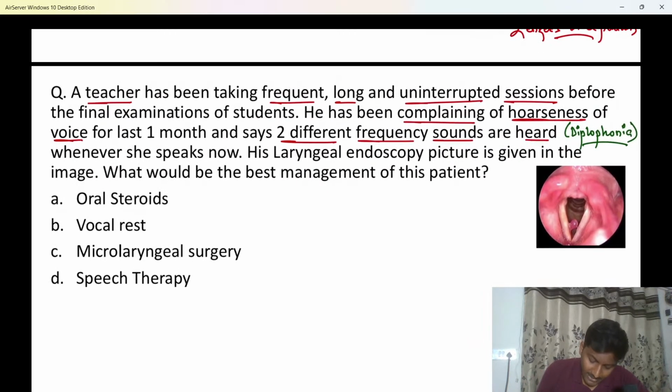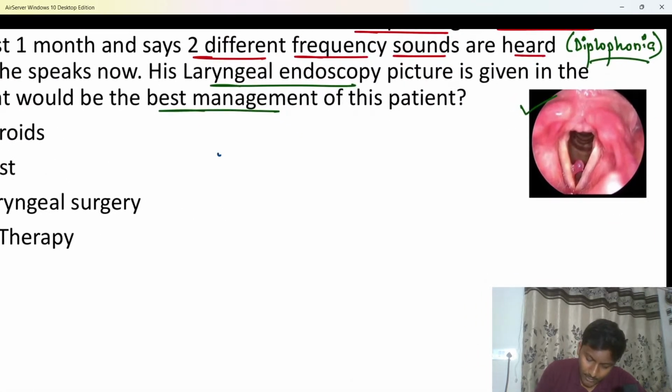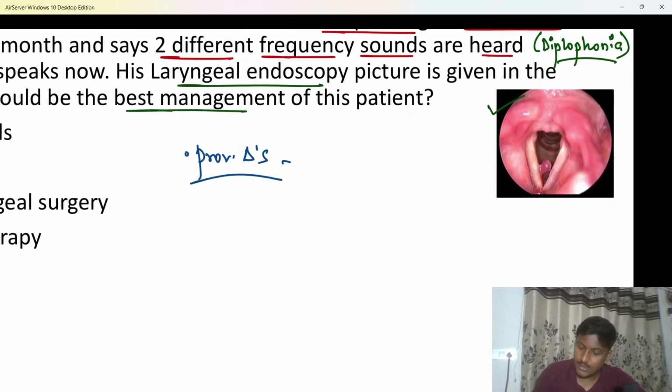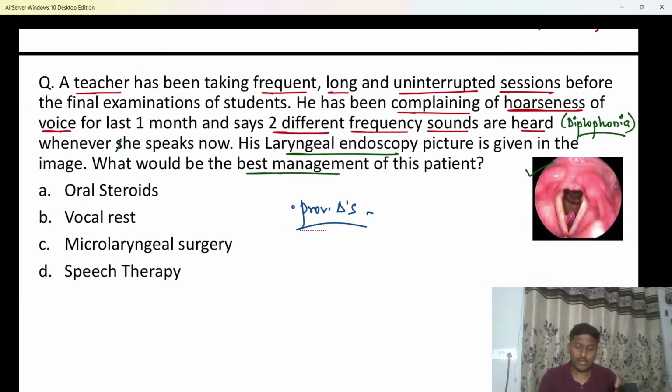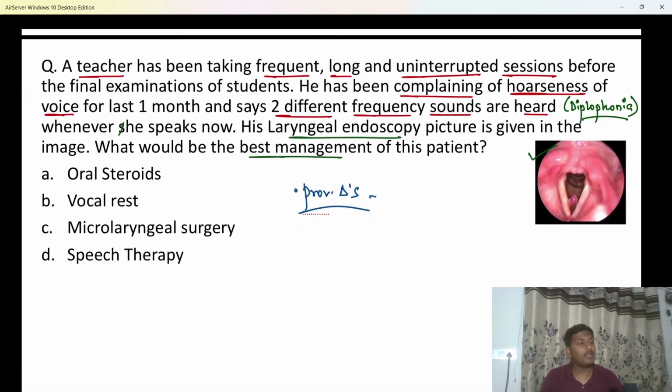So whenever he speaks now, his laryngeal endoscopy picture has been given below in the image. What will be the best management for this patient? Please make a provisional diagnosis for this condition. Anybody? This is the laryngoscopic picture beta. Please make a provisional diagnosis with the help of the keywords and with the help of the image which is given of laryngoscopy.